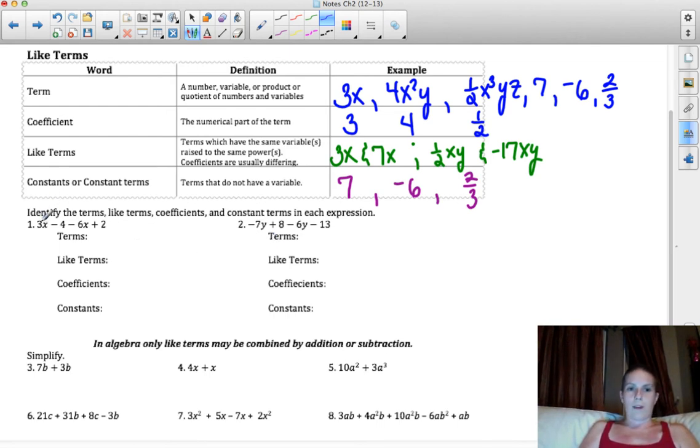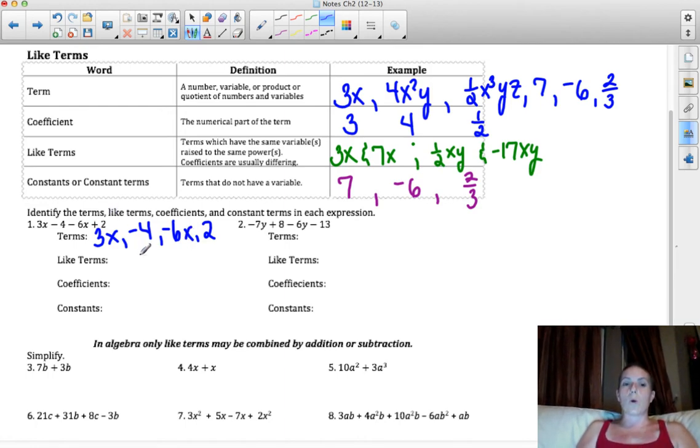So in question number 1, we have 4 separate terms. They are 3x, -4, -6x, and 2. I want you to see right away that I listed that as -4 and -6x because when we identify terms, we're always doing it from a sum, or the problem should really be written with all addition signs. So if it's a subtraction, then you could treat that term as a negative term.